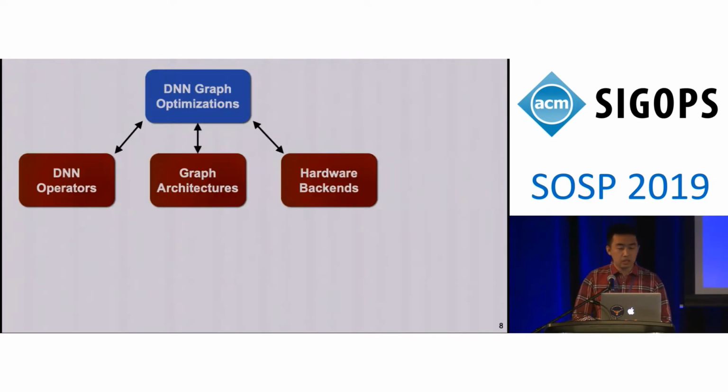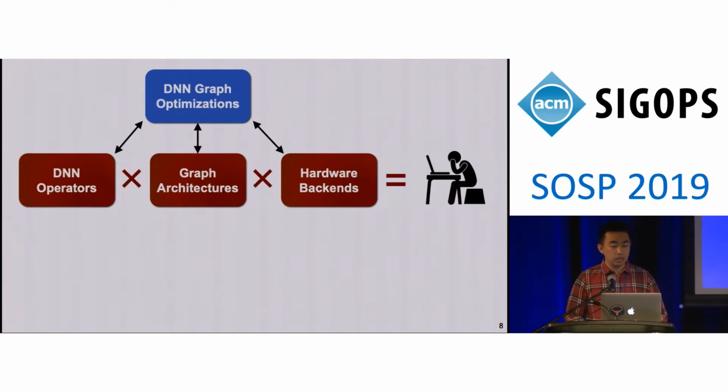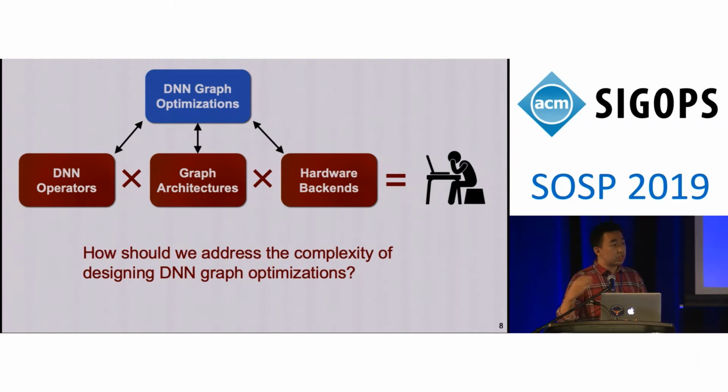Designing deep learning graph optimizations is very challenging because it depends on the operators you use, the graph architectures, and also the hardware backends. Different combinations of the three components will result in different graph optimizations being applied. This makes it infeasible to manually design graph optimizations for every single combination of the three components. So one research question here is how should we address the high complexity of designing deep learning graph optimizations?